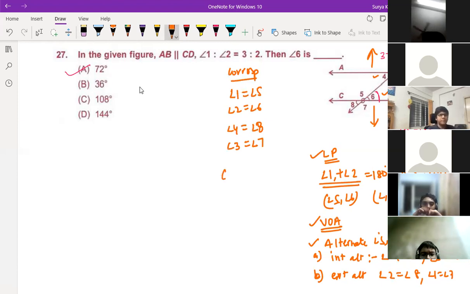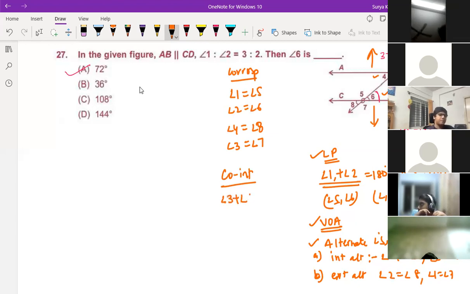Now co-interior angles: 3 and 6, 4 and 5. Here it is like a linear pair, meaning the sum of both angles will be 180 degrees. So angle 3 plus angle 6 equals 180, and angle 4 plus angle 5 equals 180. Understood? Is any other type still pending? No, sir. It's clear. Linear pair, vertically opposite angles, you know already. Okay, fine. Now it's clear, no, Priyanshu? Yes, sir.